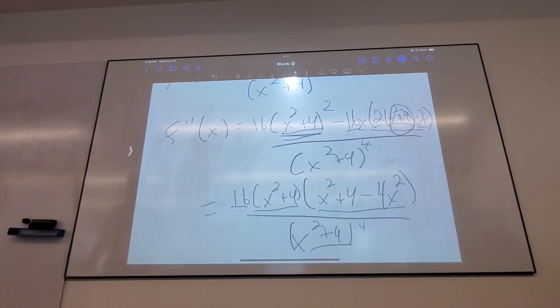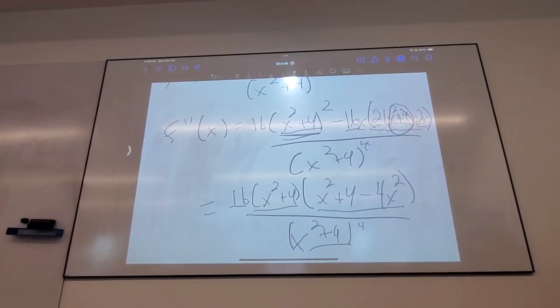Maybe not nice. 2 over rad 3. Not the nicest number you ever saw, but, you know. Definitely not the ugliest number you ever saw.